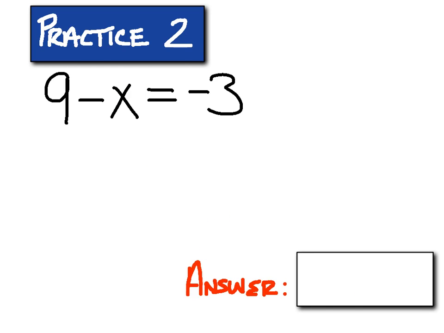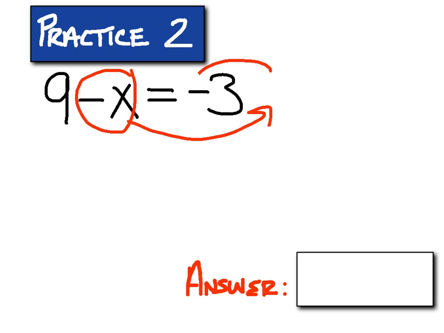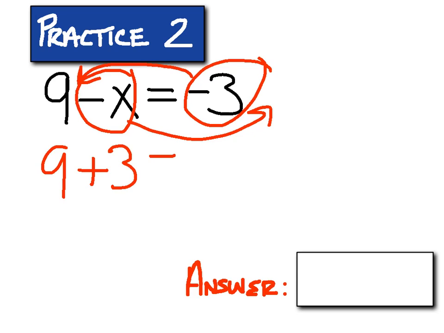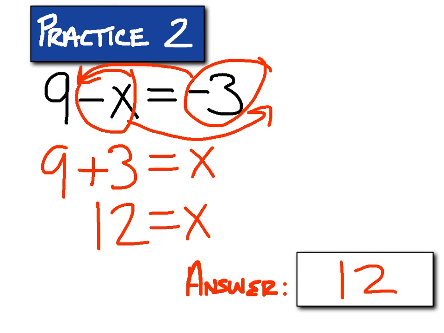Okay, practice problem number 2. For the practice problem, we have 9 minus x is equal to -3. So we want to take our -x to the right side and our -3 to the left side. So we have a 9 over here. When we take our -3 to the other side, that makes it a +3. Is equal to x. 9 plus 3 is 12, so our answer is 12.